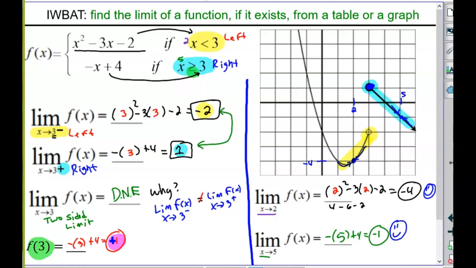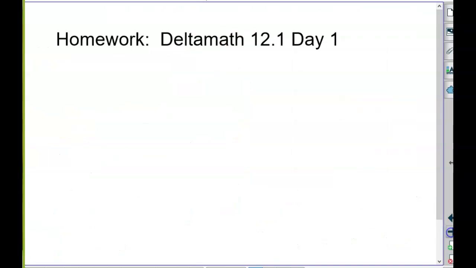Alright, so there you go. That's the introduction to limits. It's all notation and reading graphs. And we're going to get a lot more into the equation side coming up.